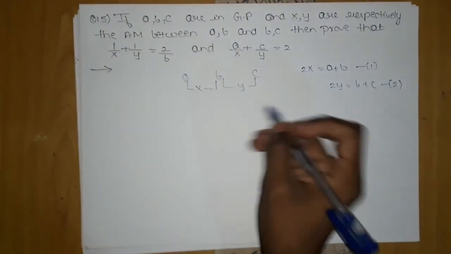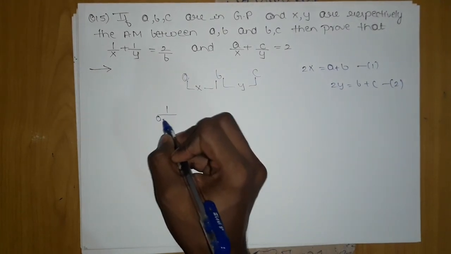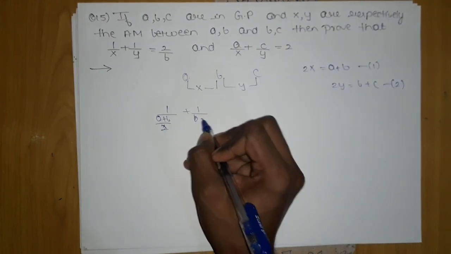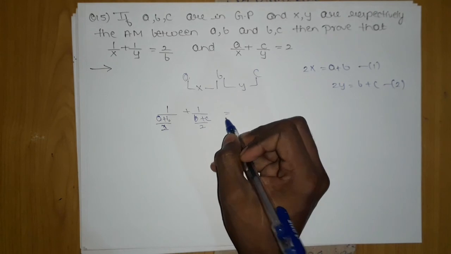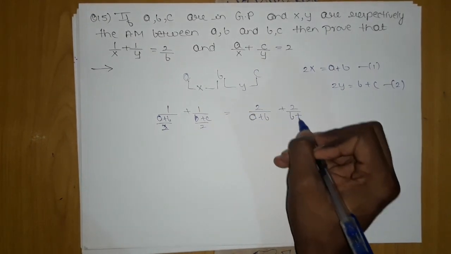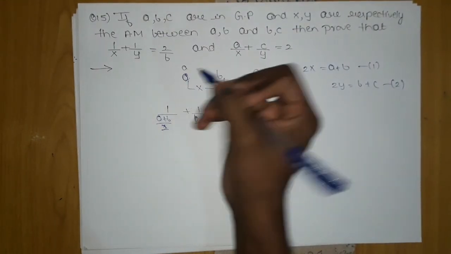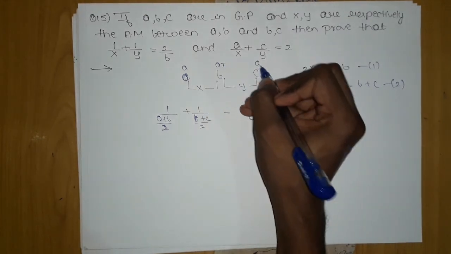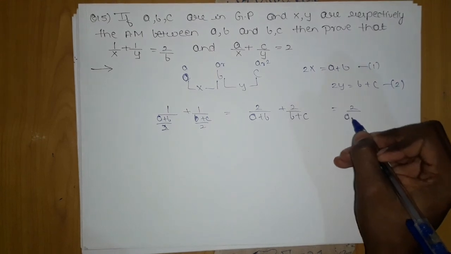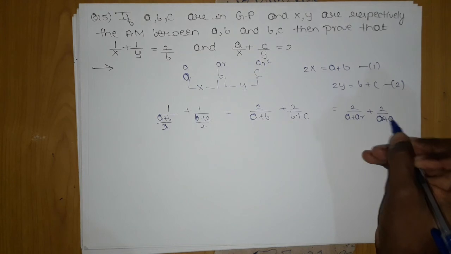Now let's put the values and see what we can get. If I put the value, I have x as a plus b by 2, and y as b plus c by 2. So it becomes 2 upon a plus b plus 2 upon b plus c. Now the trick is that a, b, c are in GP, so I can write them as a, ar, ar square. Substituting, 2 upon a plus ar plus 2 upon ar plus ar square.